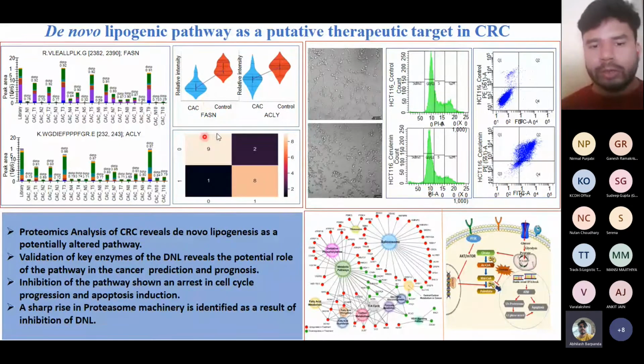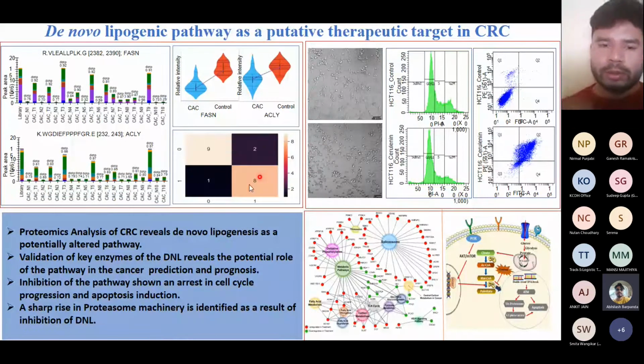By doing so, we did a normal SVM-based machine learning approach, where we got an accuracy of 0.8, which is considered very good. And out of 20 samples, 17 samples were giving a very good result. So from this we got that the proteins are actually able to distinguish cancers from the controls. And then, if they are overexpressed, what is the role of this protein?